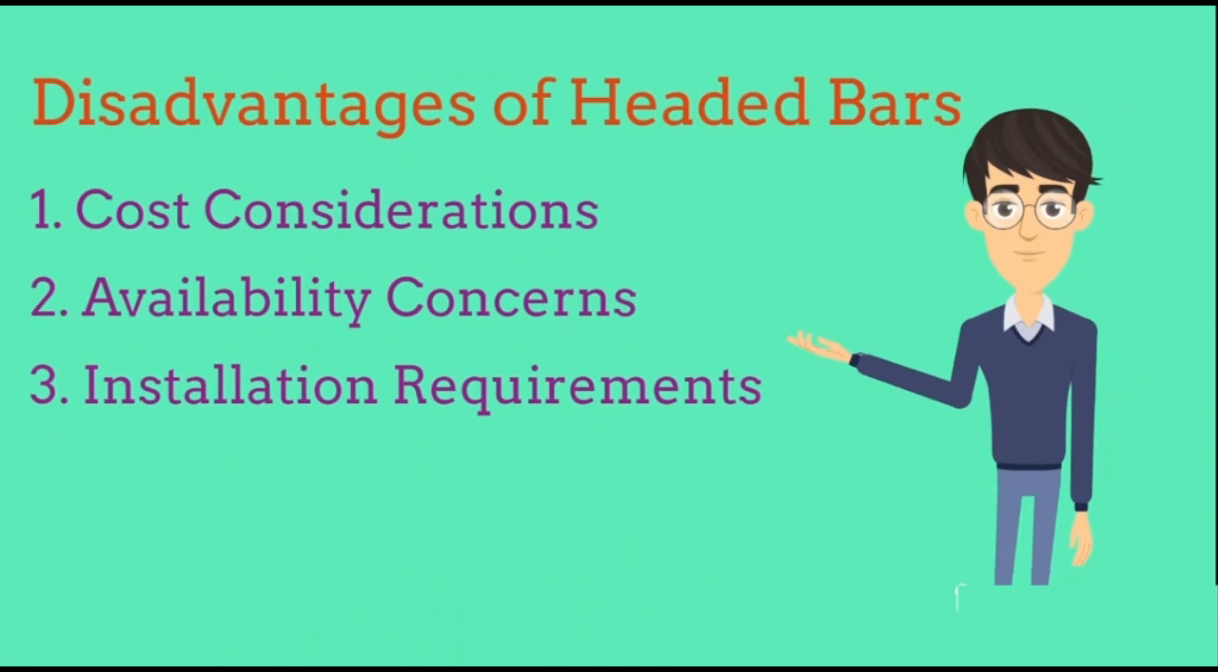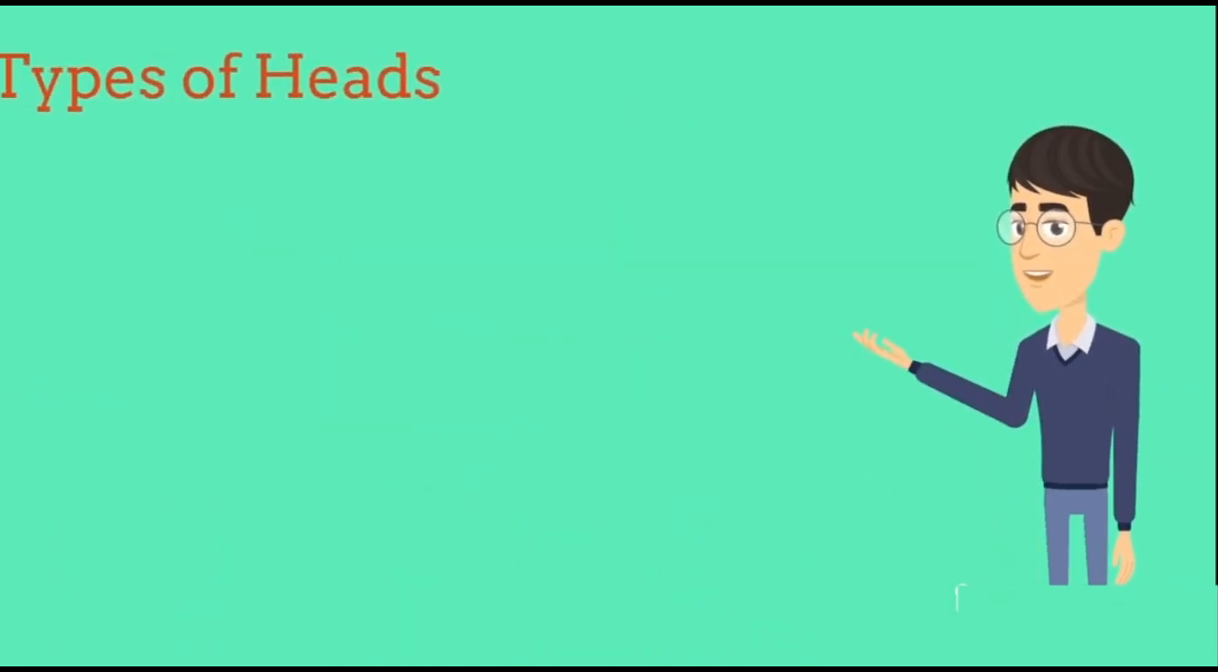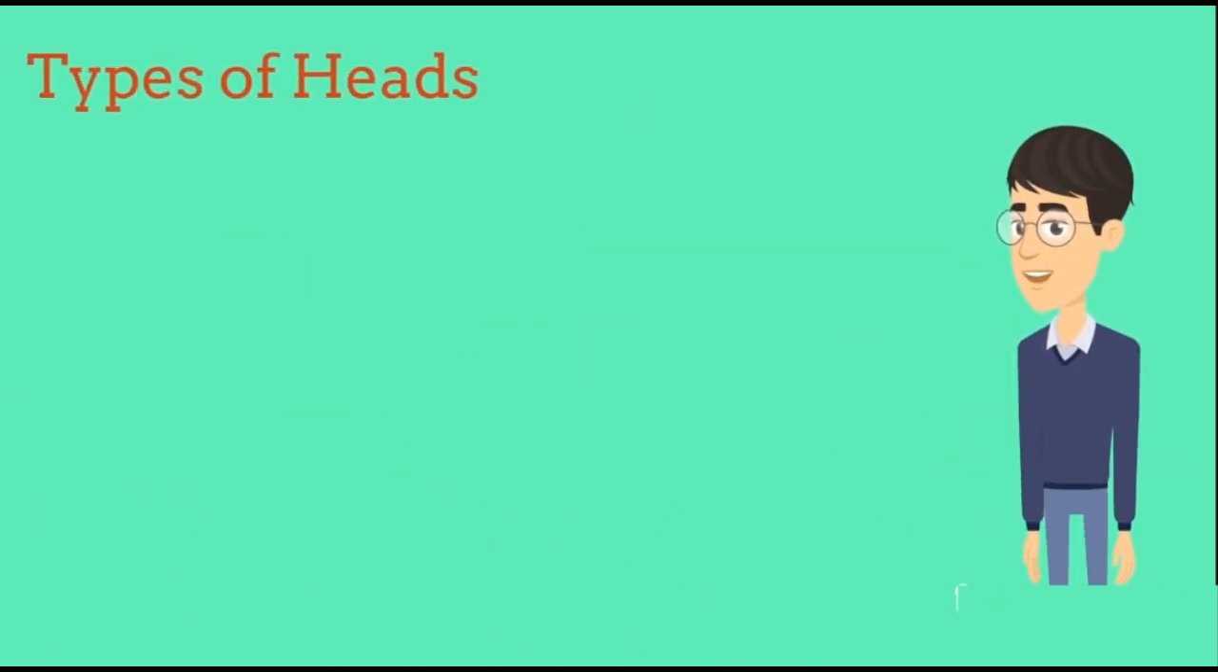3. Installation requirements. Proper installation is key to maximizing the effectiveness of headed bars. Following the manufacturer's instructions diligently ensures that the intended benefits are realized. Improper installation could compromise the performance of headed bars. 4. Compression consideration. As per ACI 318-19, it's important to note that headed bars should not be considered effective in compression. Limited test data are available to demonstrate the benefits of using heads in compression. Let's move on to explore the different types of heads that can be found on headed bars.